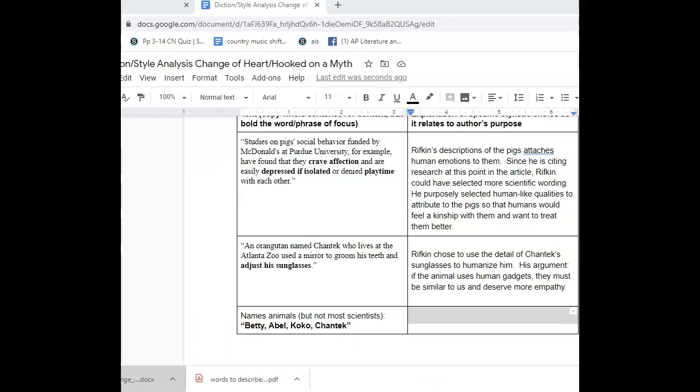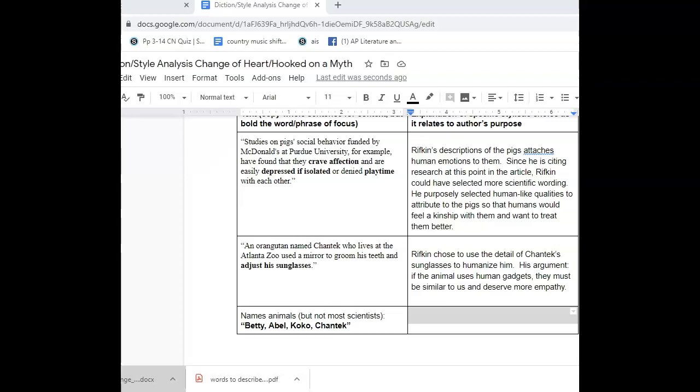Sometimes what is not there is just as important as what is there. Did you notice that every time except once that he mentions researchers or scientists, Rifkin just calls them that, just researchers or scientists, with the exception of the civet scientists? When he is talking about the animals, though, he uses names. The stylistic choice Rifkin makes to include the animals' names is another subtle attempt to humanize them.